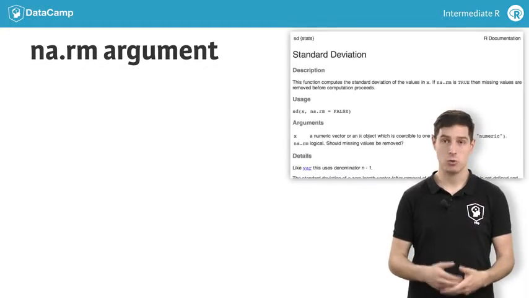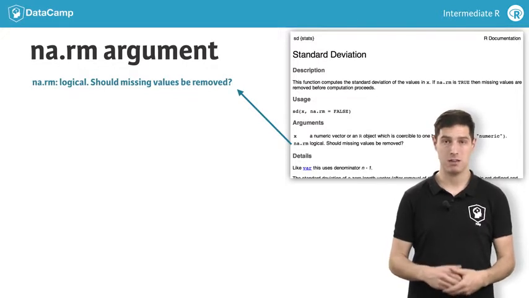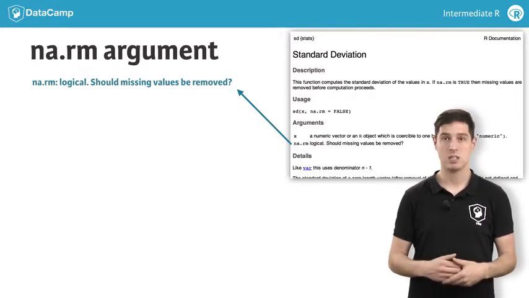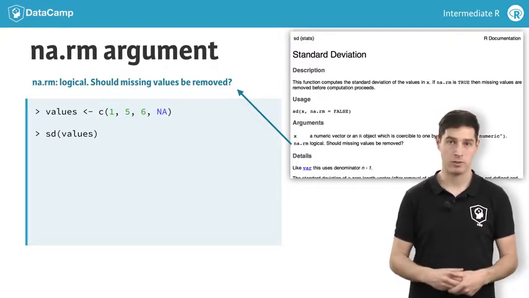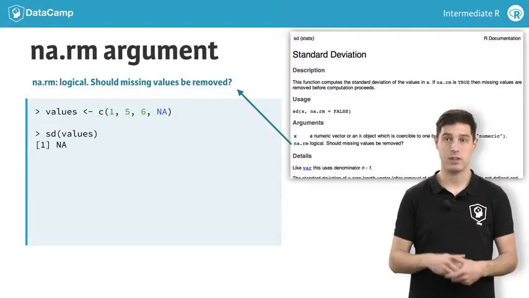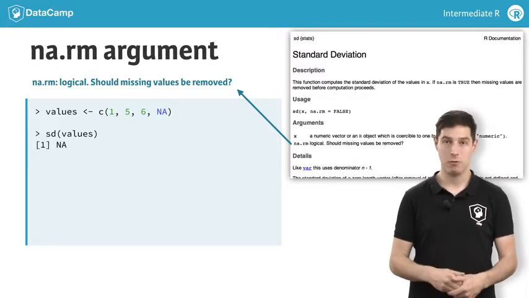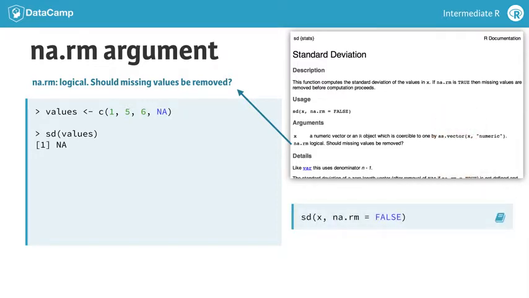The documentation shows us that na.rm is a logical value, indicating whether or not missing values should be removed. Let's experiment with this first, by adding an NA to the values vector and calling the sd function once more with the values argument. The result is simply NA, as the sd function did not remove the missing values before calculating the standard deviation. This is because by default, na.rm is FALSE, causing sd to not remove the missing values. That's exactly what the usage section of sd's documentation tells us.